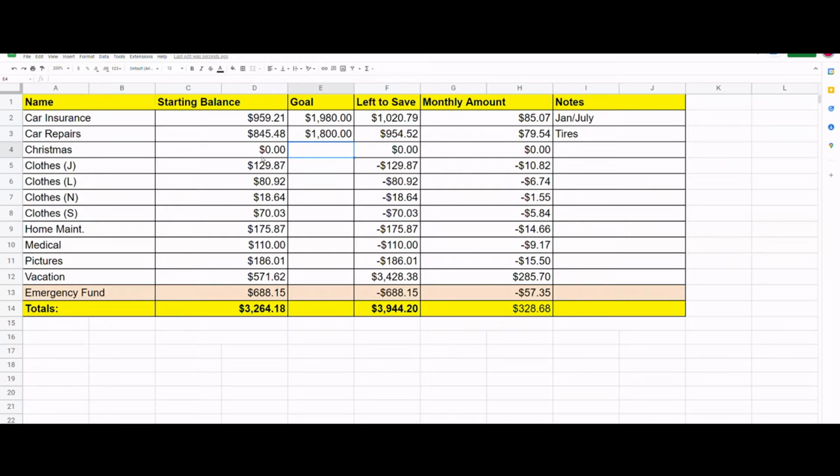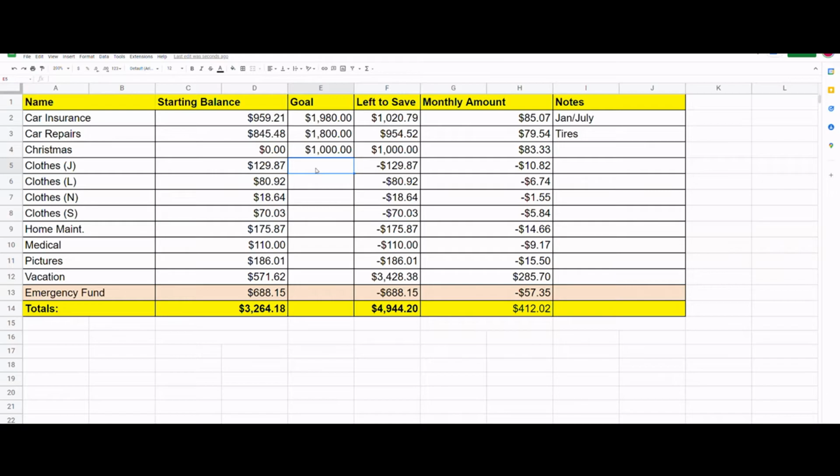So our goal for Christmas for the next year is going to be $1,000, and that is a monthly amount of $83.33. Then we have all of our clothing fund.